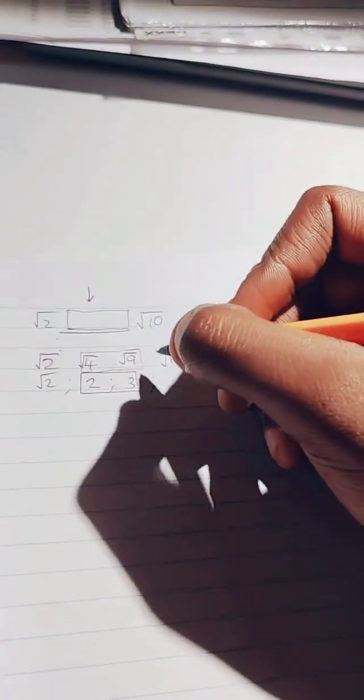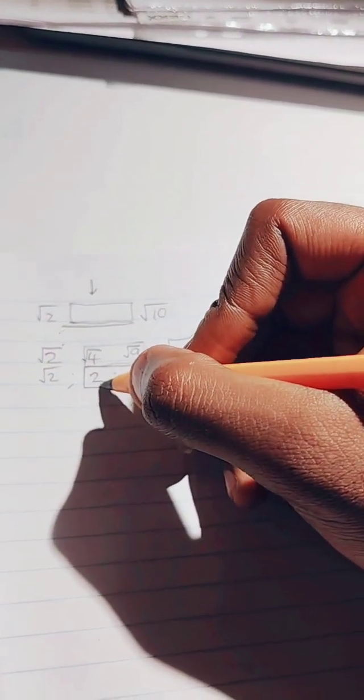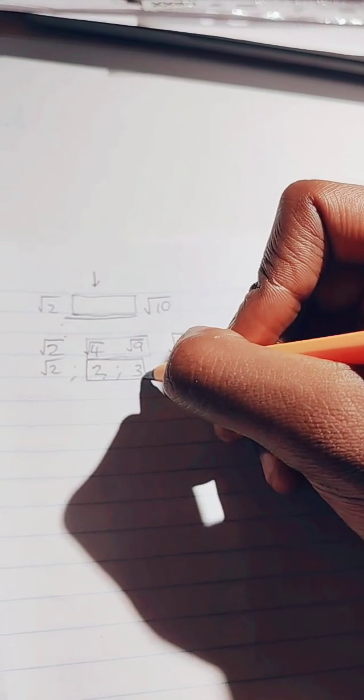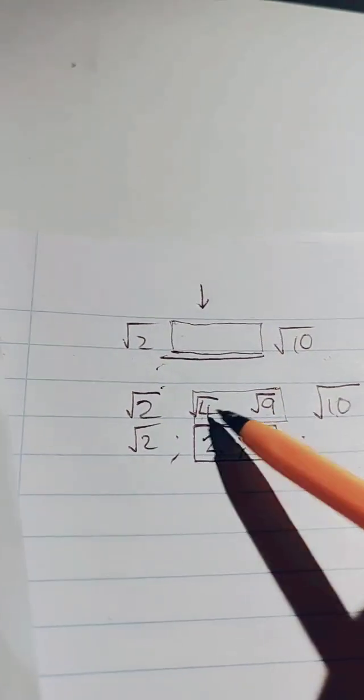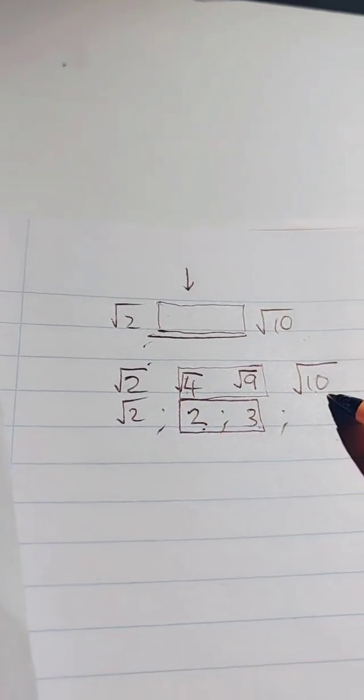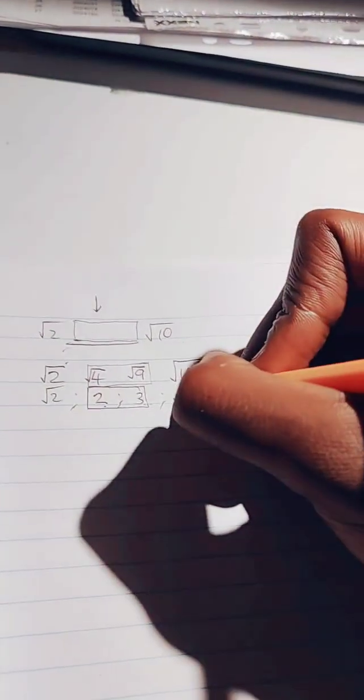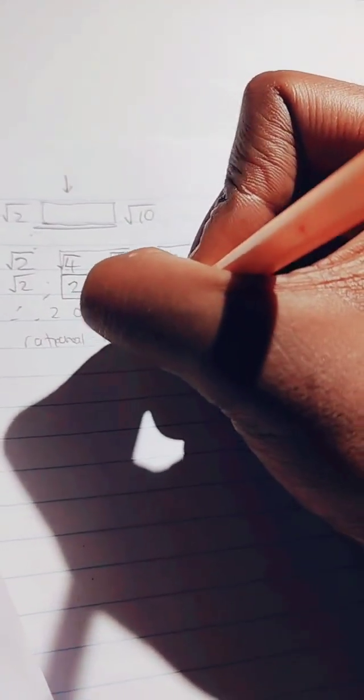We have the square root of 2. Immediately afterwards the perfect square numbers are 4 and 9. You see? The square root of 4 and the square root of 9 lie in between the square root of 2 and the square root of 10. So these are the two perfect square numbers. So I can conclude therefore that 2 and 3 are the two rational numbers between the square root of 2 and the square root of 10.